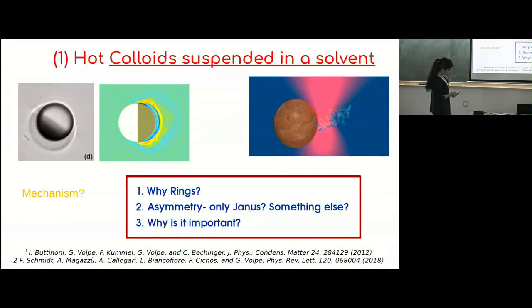Okay, so the question that we were interested in is, why does the particle move at all in the first place? What is giving rise to the structure formation, and how is it leading to the motion of the particle? In particular, we are interested in why these rings form, and this asymmetric structure that you see here: is it only because of the Janus nature of the colloid, or is there something else? So that's what we are going to discuss.